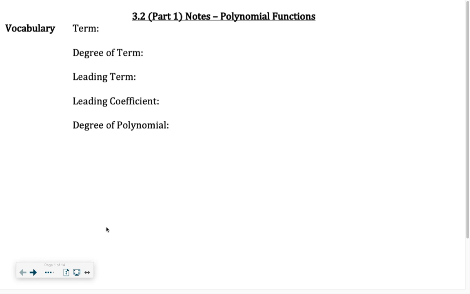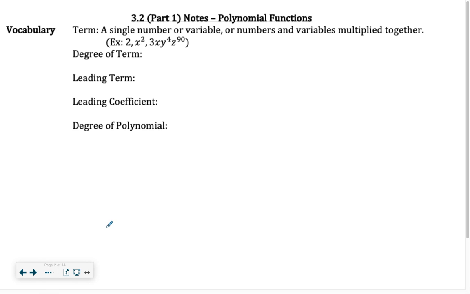So a term is just a single number or variable, or it could be numbers and variables multiplied together. Some examples of a term could just be 2 or x squared or 3xy to the fourth z to the 90th. This entire thing would be considered one term, just numbers and variables being multiplied together.